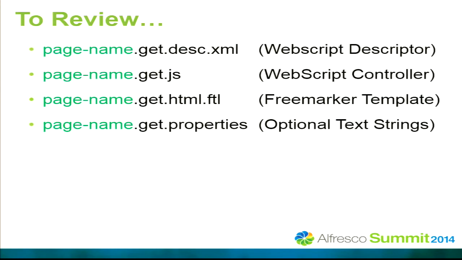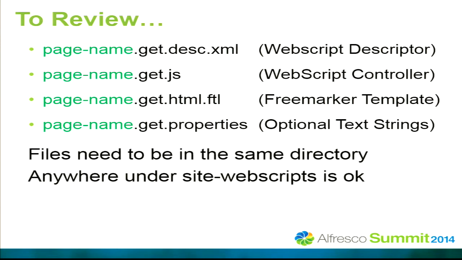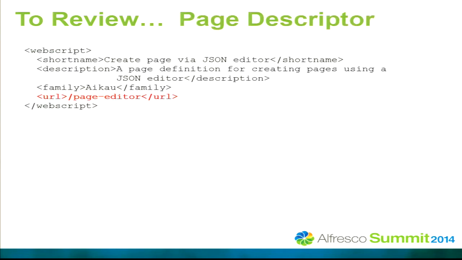Okay. To go back over a little bit of how this works, Aikau depends on 4 basic files, and you only have to set up 3 of these. You have to have a descriptor, a controller file, and a Freemarker template, which is a specialized Freemarker template. Optionally, you can have a properties file for message strings and that other type of stuff if you want to. All those files need to be in the same directory, and you can put them anywhere you want under site web scripts.